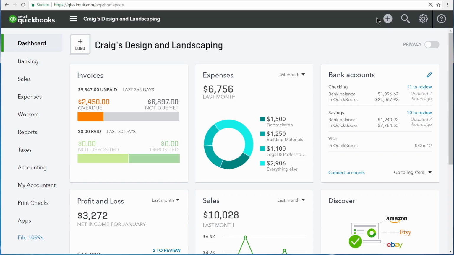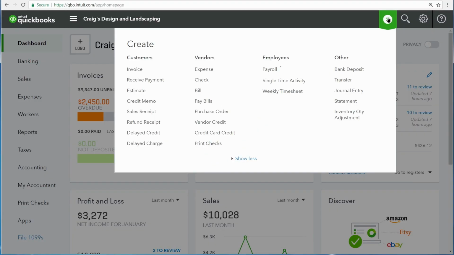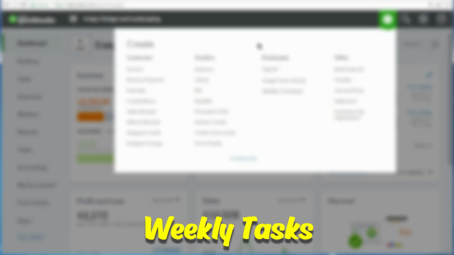First of all, it's important for you to consider your daily tasks. These are the things that you have to do the most often. In general, daily tasks are going to be made up of entering the day-to-day sales and also expense transactions for a business. Besides that, though, there are also weekly tasks.